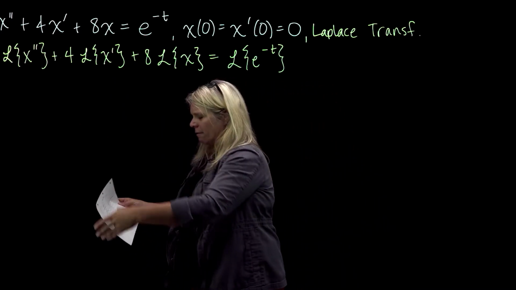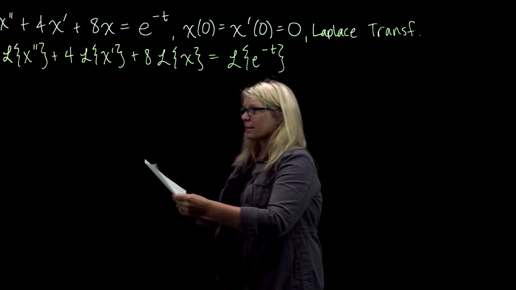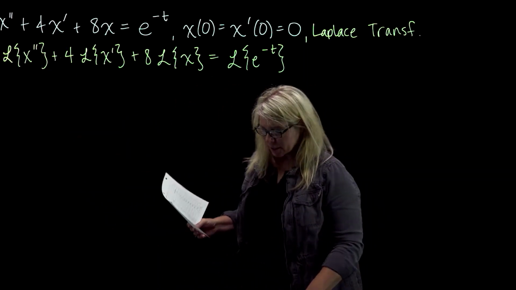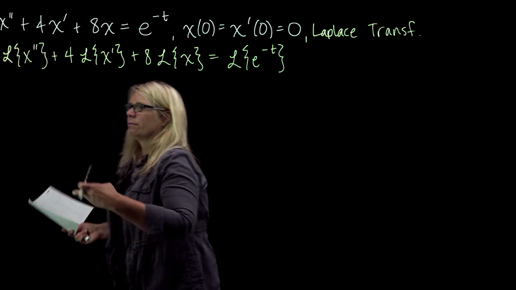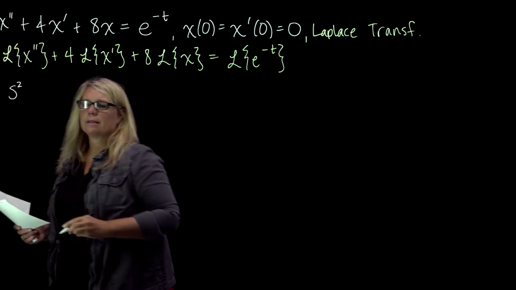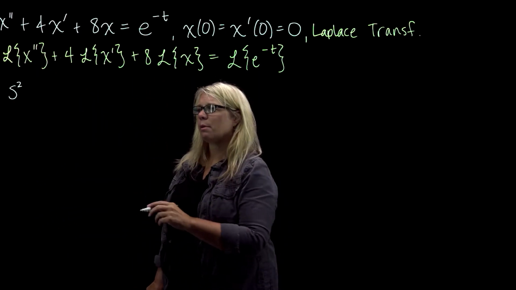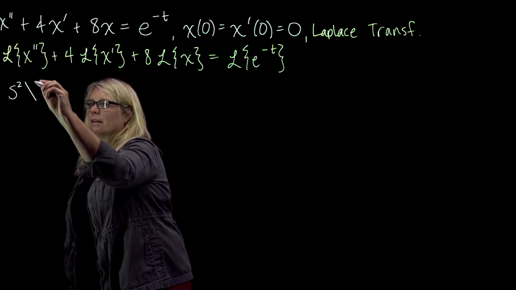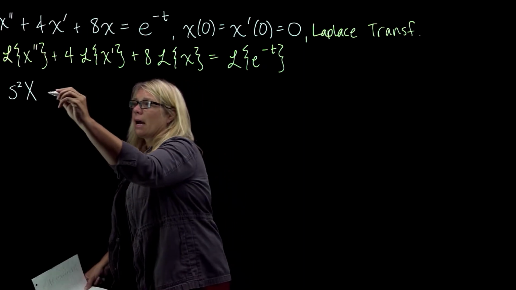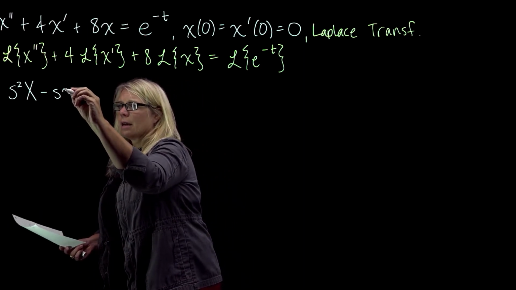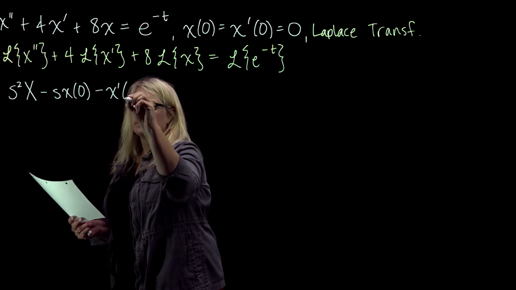So for the second derivative, that's number 23 in my chart here. It's got little f of t instead of x of t, so I'm going to have to pay attention to the variables here. But it tells me s squared times capital F of s. So again, I've got x for my dependent variable, so capital X of s. So that's the Laplace transform of my lowercase x, minus s times x of 0, minus x prime of 0.